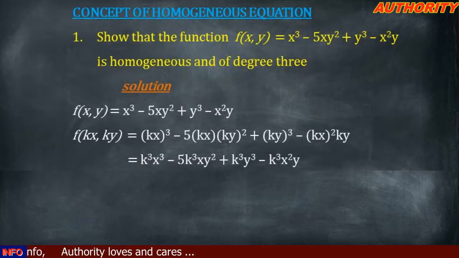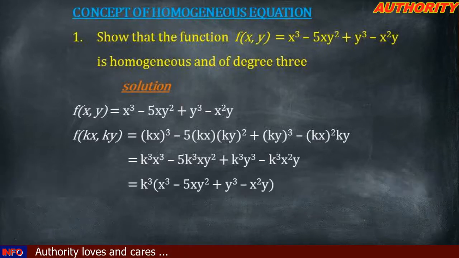All right, good. Now we see that in all the 4 terms, we have k cubed in it. Let's factor out k cubed. So we factor out k cubed in the first term, we are going to be left with x cubed. And when we factor out k cubed in the second term, we're going to be left with 5xy squared. Plus, in the next term, factor out k cubed, we're going to be left with y cubed. Minus, in the last term, factor out k cubed, we're going to be left with minus x squared y.